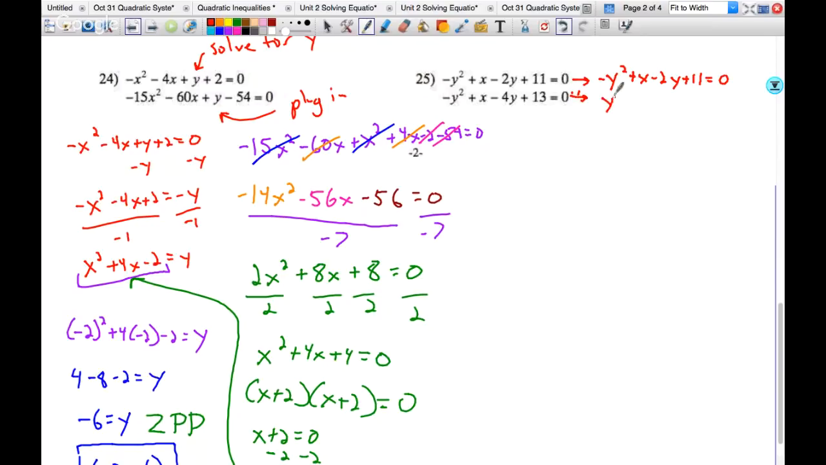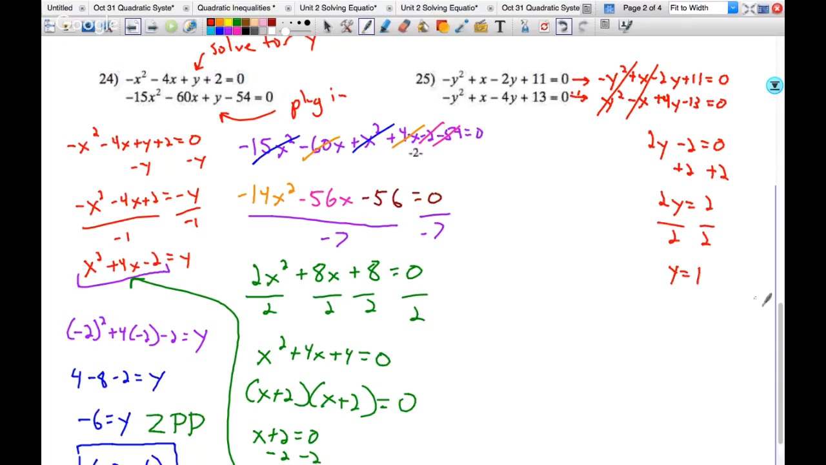I'll get y squared minus x plus 4y minus 13 equals 0. Add like terms. These will eliminate. These will eliminate. This will leave me with a 2y. And this here, when I add them together, is going to give me a -2 equals 0. We'll add 2 to both sides. 2y equals 2. Divide both sides by 2.